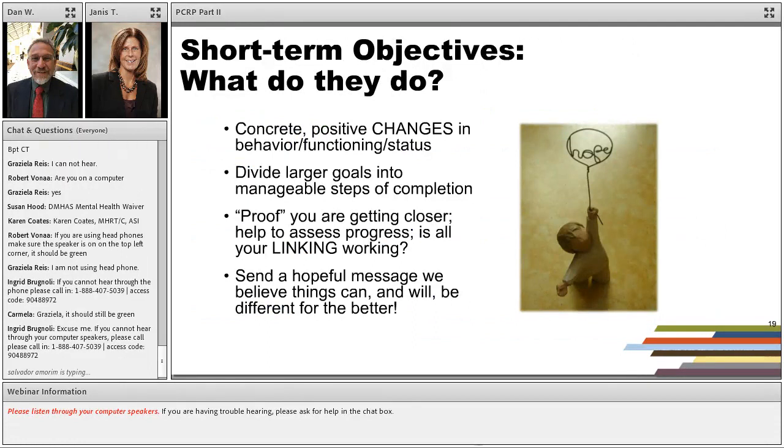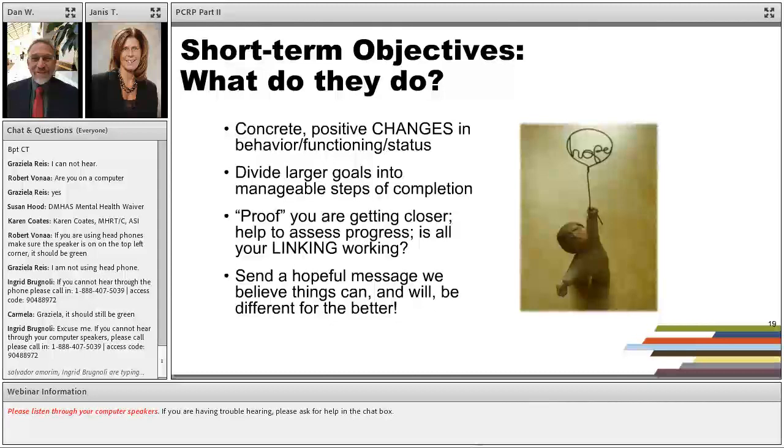So a couple of words about objectives here. Again, there's sometimes confusion about what they are conceptually. They're the most technical part of the plan to write. These should be concrete changes in functioning, changes in behavior, changes in status that break that kind of longer-term goal down to those more manageable steps. They're really the proof that the person is getting closer to that long-term recovery goal.